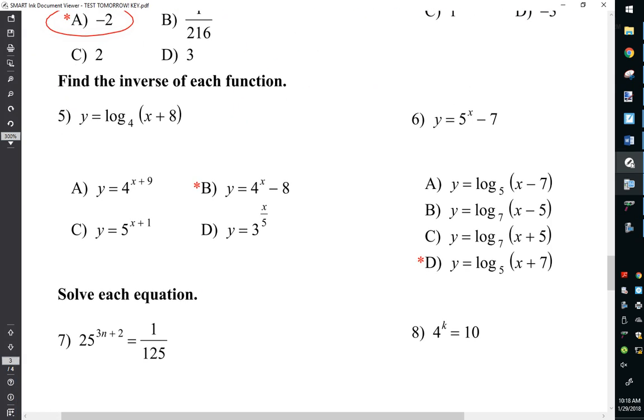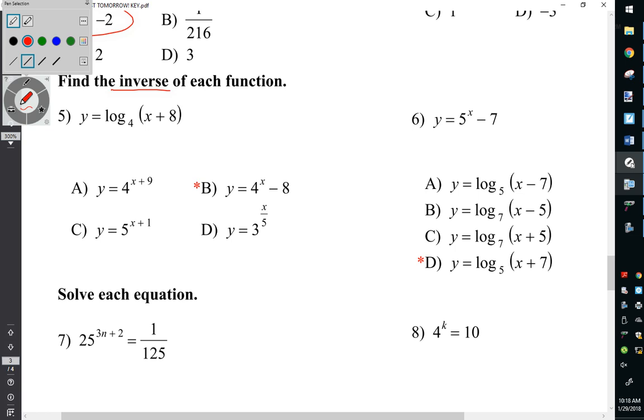Number 5, we're finding the inverse. To find an inverse, there are 2 steps. Step 1 is flipping x and y. Once I've done that, I'm going to get rid of the log base 4. To get rid of that, I'm taking both sides and raising it to a power of 4.